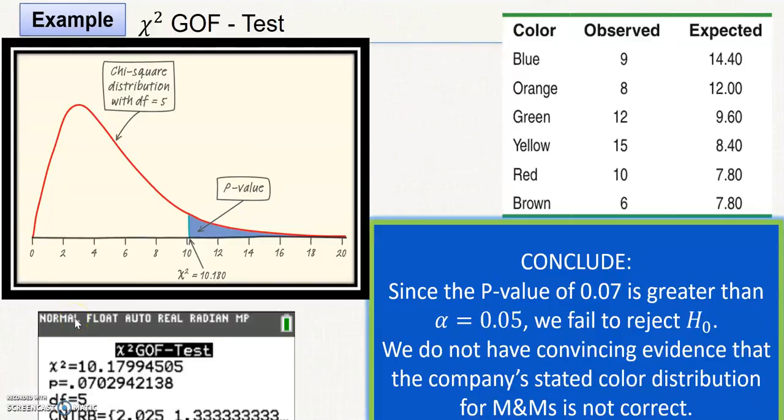Now, on the next page of your notes, there is a recap section. I encourage you to do that. And then at the bottom of that page, there is a describing a chi-square distribution section that talks about the shape, the center, and the spread. So go ahead and take a few moments to read that.